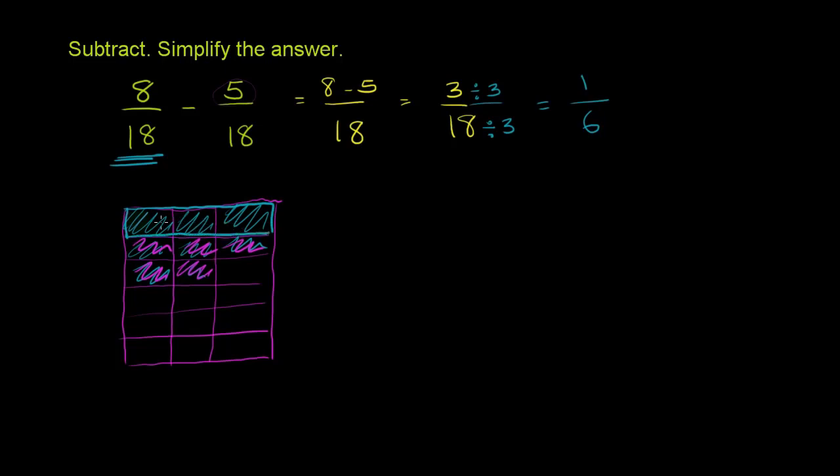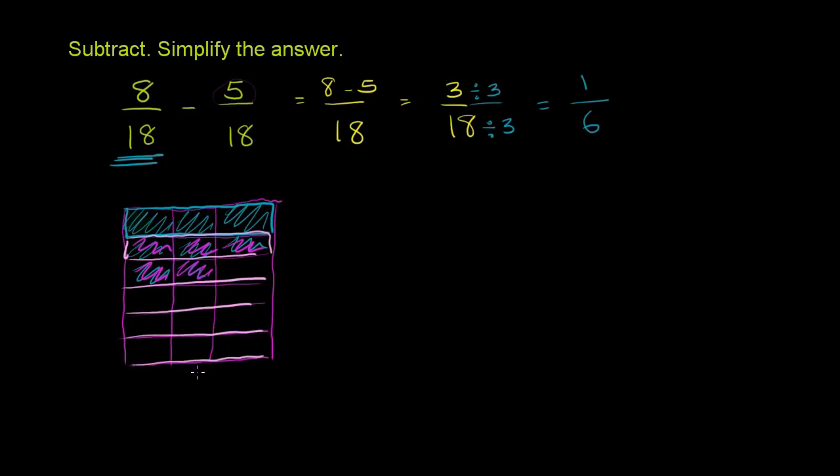Now, if you turn 3 of the 18ths into one piece, how many of those bigger pieces do you have? This is one of those big pieces. And where are the other ones? Well, this is another big piece right here. This is another big piece right here, another one, and another one.